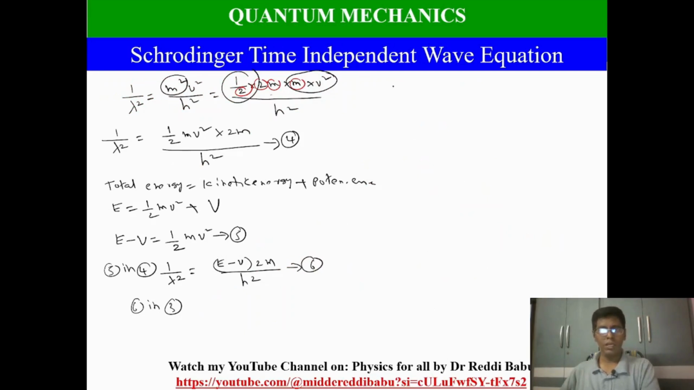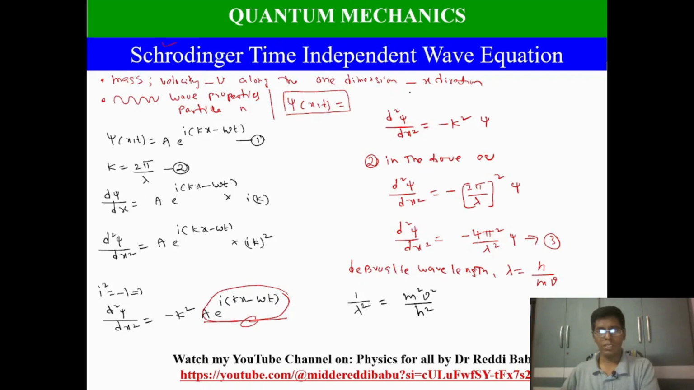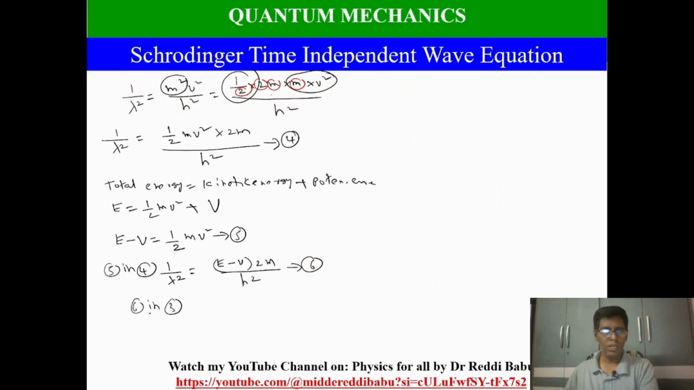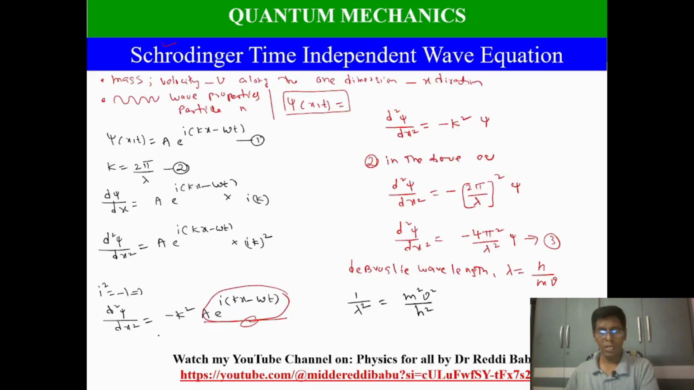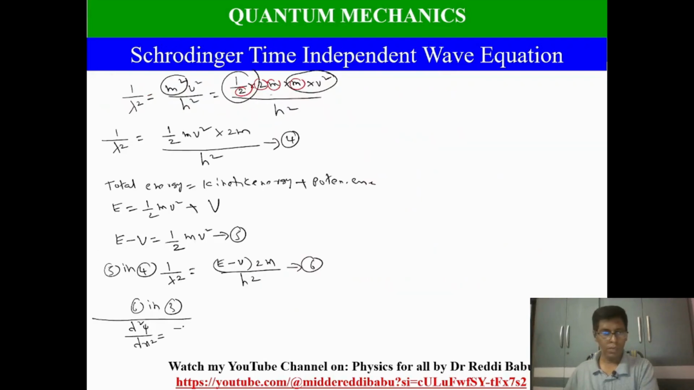What is the meaning of the third equation? Check once again. Left hand side is d square psi by dx square. Rewriting equation number 3: d square psi divided by dx square is equal to minus 4 pi square by lambda square into psi. This is equation number 3.